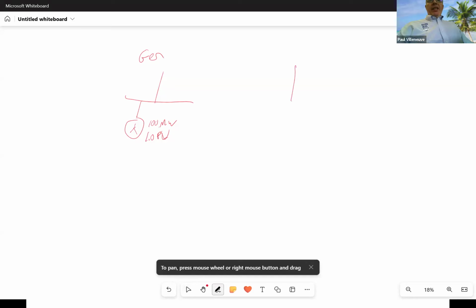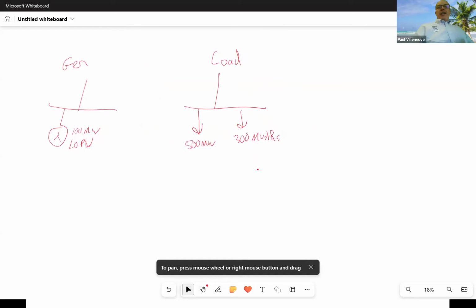How about over here? I've got a customer and they're pulling 500 megawatts and 300 megavars. What type of bus is that? Load. Now I put a capacitor bank over here. Yes, sir. For the first one, for the generator bus, you said that you give 100 megawatts. The generator is operating such that it's putting out 100 megawatts at 1 per unit voltage.